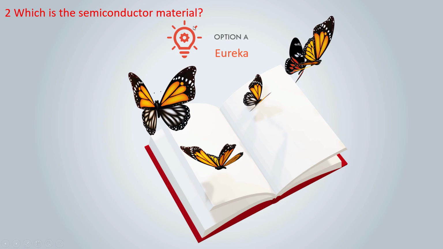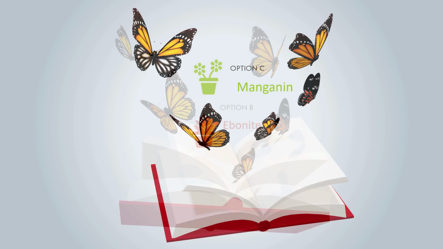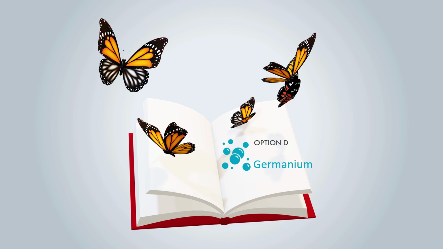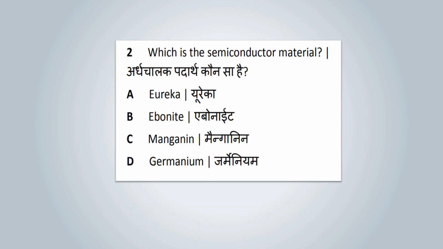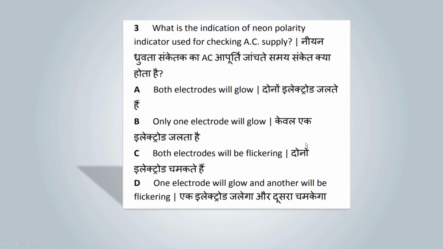Which is the semiconductor material? Option A Eureka, option B Ebonite, option C Manganese, option D Germanium. The answer is Germanium. What is the indication of neon polarity indicator used for checking AC supply? The answer is both electrodes will glow.